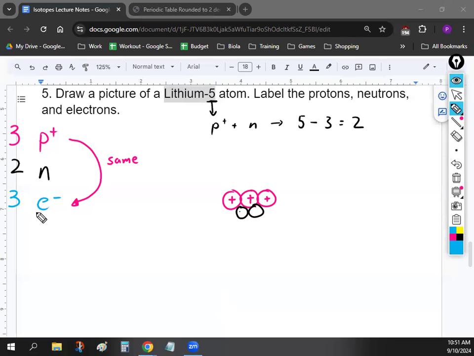All right, and then lastly, we're going to draw our 3 electrons. And remember, electrons fly around the nucleus, and they're not touching anything. They're not even touching each other. So they're all separated. You can orient them however you want. As long as they're separated from each other and from the nucleus, you're good to go. All right, and there you go. That's your answer to number 5. That's how you can draw the structure of this isotope right here.